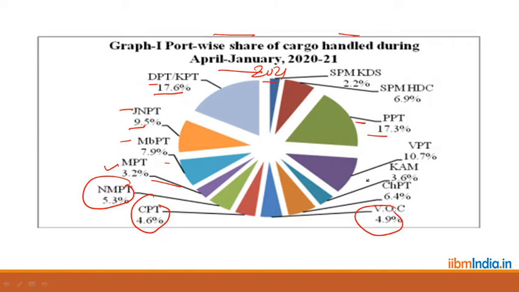I've put it down in an Excel sheet and made it into a graph. CHPT 6.4, KM 3.6, BPT 10.7, SPM Haldia 6.9, SPM KDS 2.2. So this is the graph of port-wise share of cargo handled during April-January 2021. Okay, any doubt?